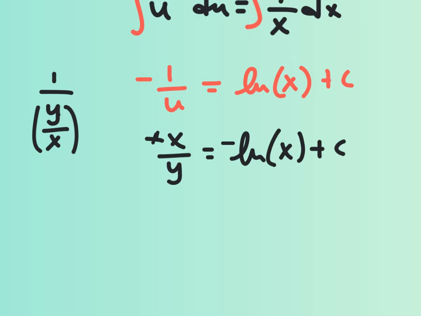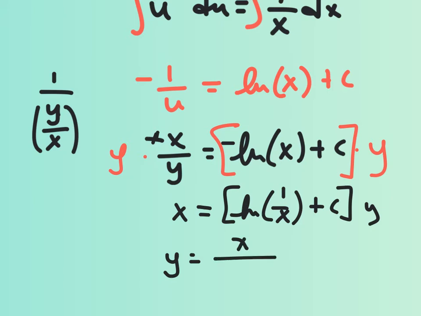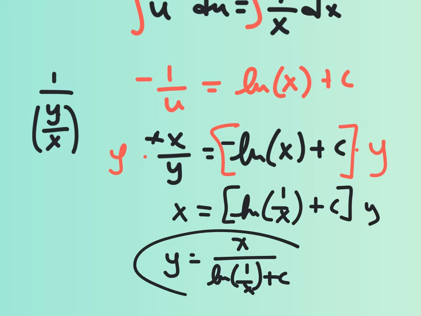Okay, I'm going to then multiply everything by y. So then I'd have x is equal to, I'm going to write this as the natural log of 1 over x instead of negative natural log, plus c, times y, and therefore y would equal x divided by the natural log of 1 over x plus whatever our constant is.